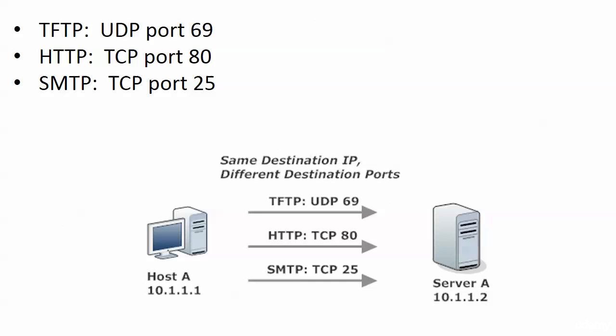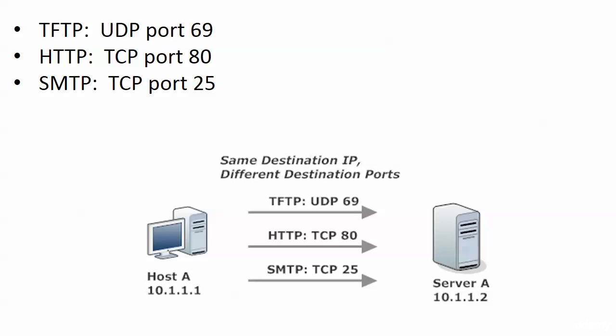Why are these assignments made? Because when a server receives data, and in this particular situation, the destination IP address for all of this data is 10.1.1.2, it's all coming into that server. Well, that doesn't help the server. It's got to have a way to know which data is TFTP, which data is HTTP. And what it does, it looks at the port number. The destination port number is how the server keeps these data flows separate.